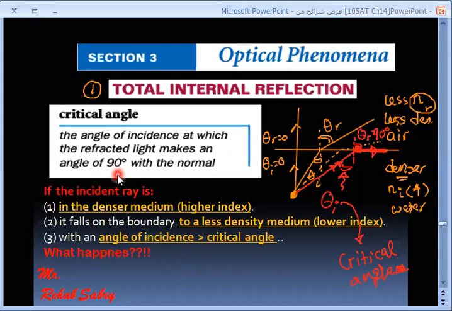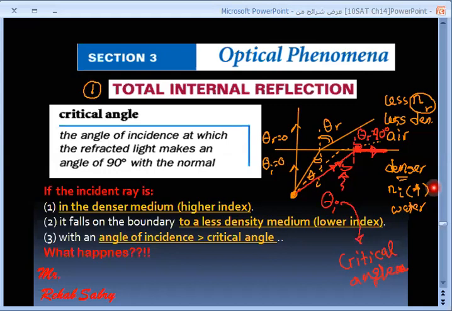Well, the question now, what will happen if the angle of incidence becomes more than the critical angle? The answer is no refraction will happen. So what will happen, Mr.? Total internal reflection. The light will move in this direction, then it will reflect to the same medium and will not pass to the other medium. Okay, it means what, Mr.? It means this is not refraction, it's reflection.